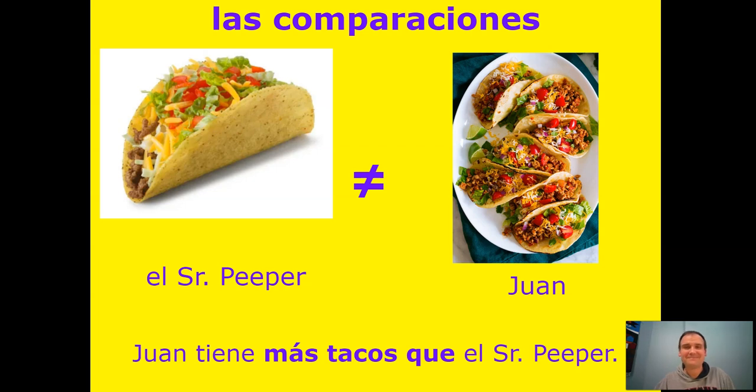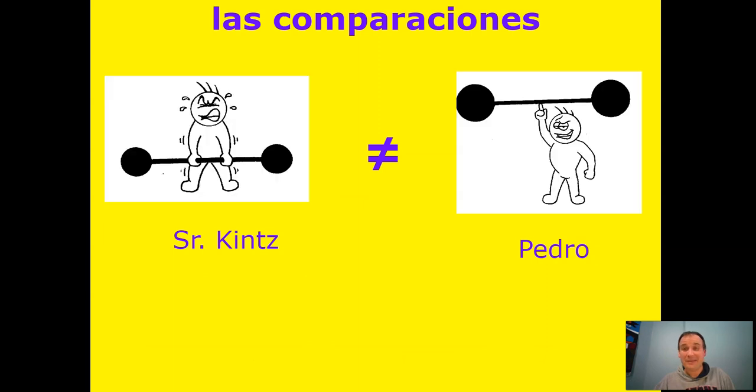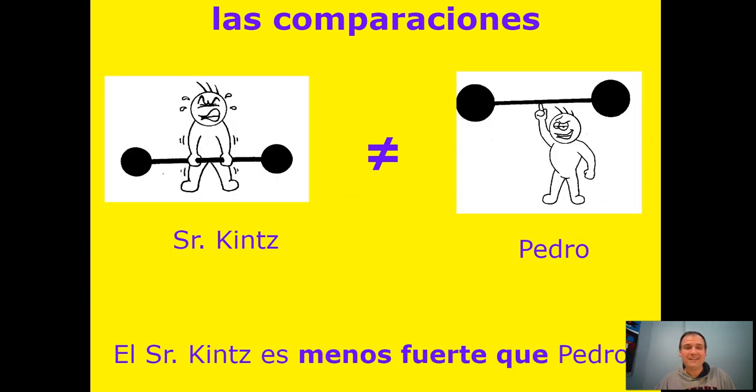See Juan? All right, here's another one. Señor Kins, Pedro. All right, not equal. El Señor Kins es menos fuerte que Pedro. All right, so what we're seeing here are examples of making comparisons for things that are not equal.